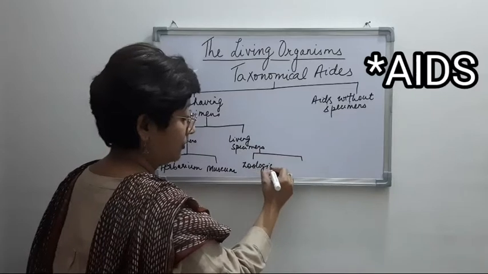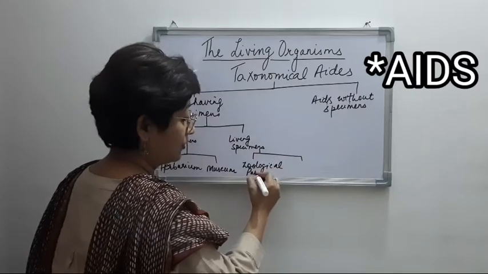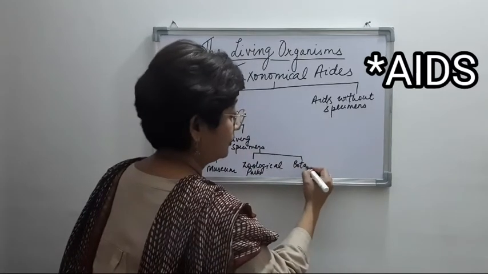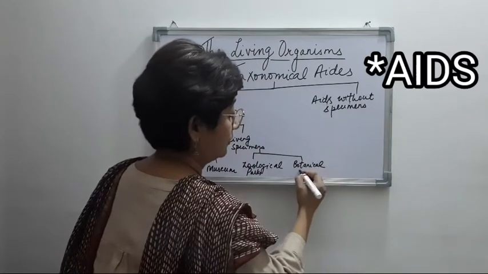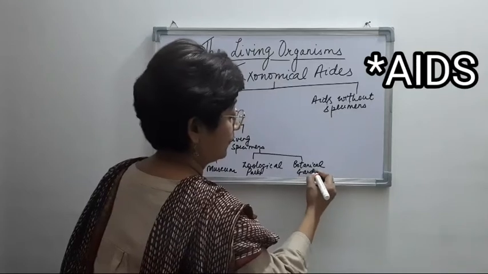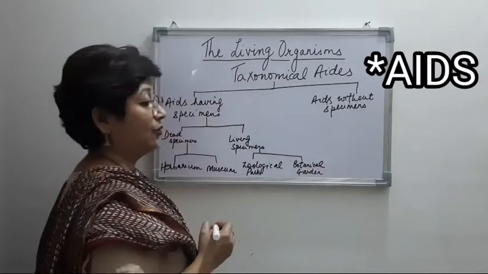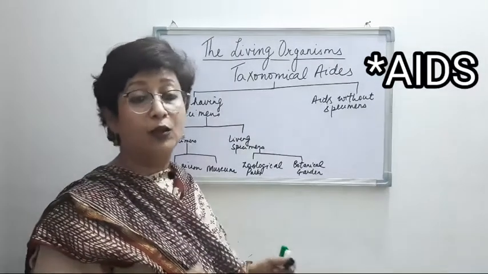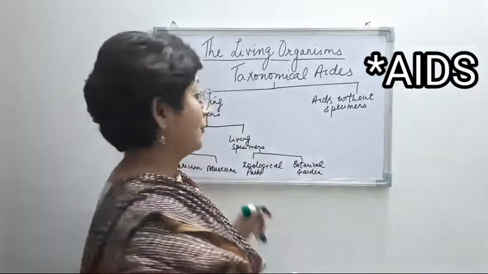And the living specimens are again categorized into 2: zoological parks or zoos and botanical gardens. Right? So our city itself has a very known botanical garden, that is NBRI.